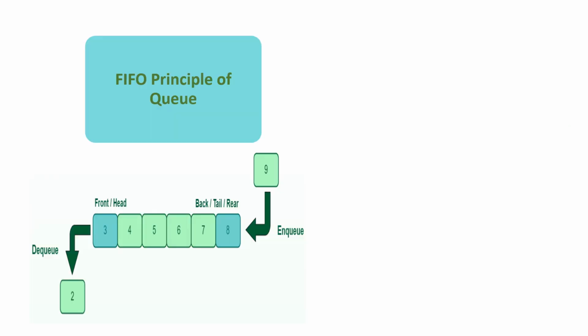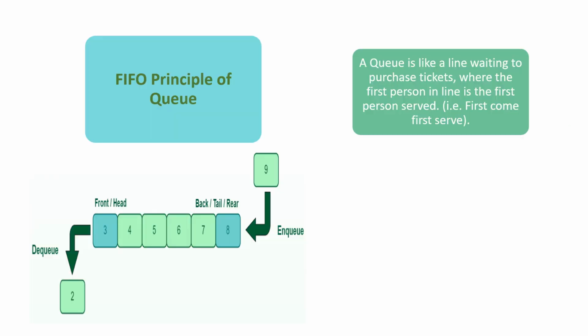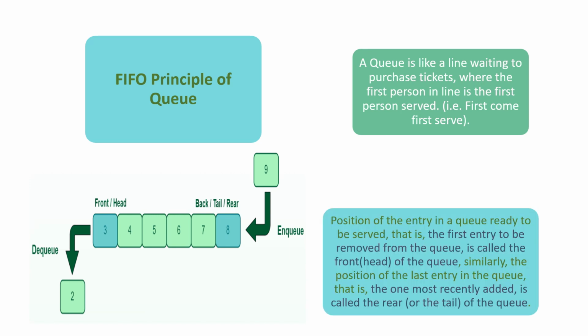And first we can see the principle of the queue, which is first in first out. Queue is like a line waiting to purchase tickets, we can imagine, where the first person in the line is the first one to receive the ticket. So first come first serve, this is the principle followed in the queue.